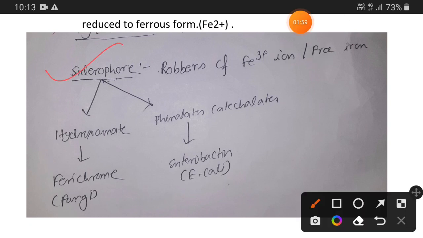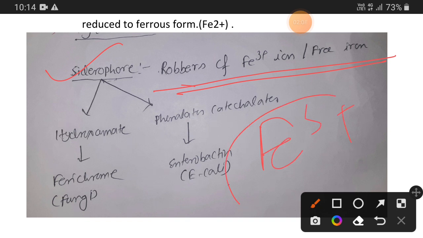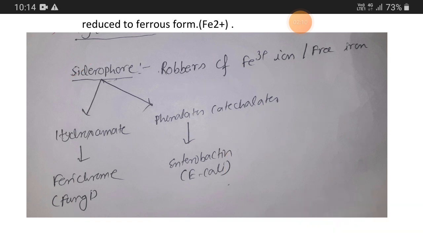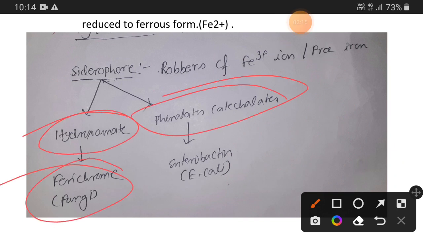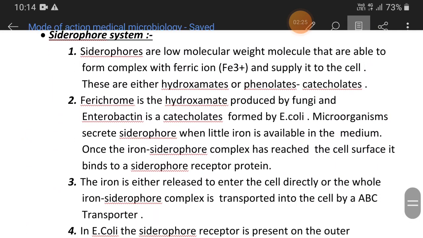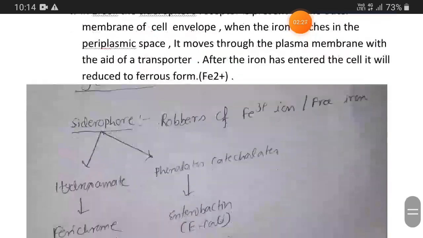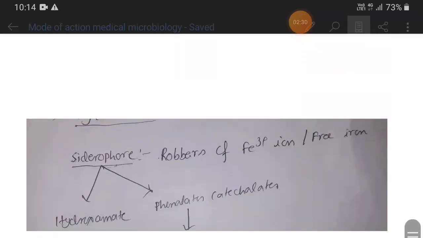So siderophores are low molecular weight compounds that can rob Fe3 plus iron, or free iron. Siderophores are of two types: hydroxamate, and phenolate catecholate. An example of hydroxamate is ferrichrome, found in fungi, and an example of phenolate catecholate is enterobactin, found in E. coli. So what is the main role of siderophore?